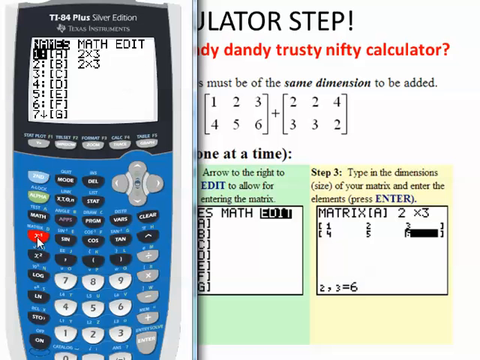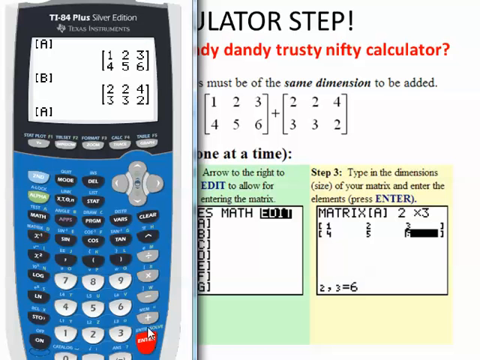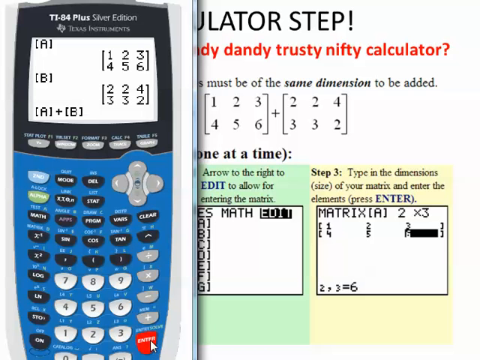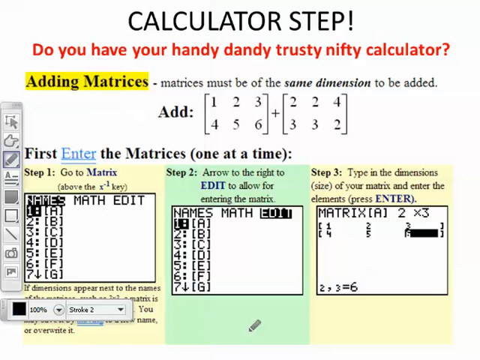Second matrix A, enter, plus second matrix, go down to B, enter. You know what? That didn't look that difficult to do. If I add those together, I get 3, 4, 7, 7, 7, 8.